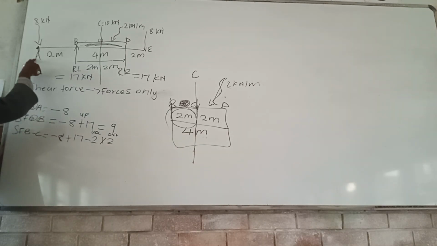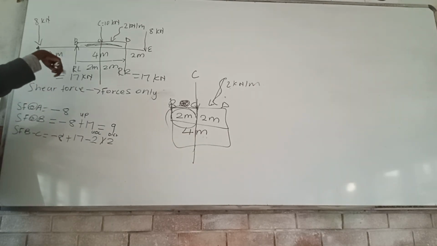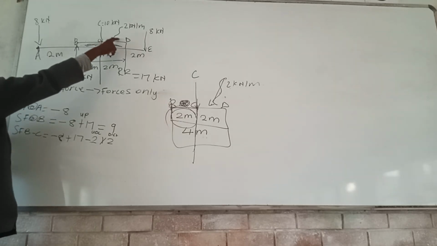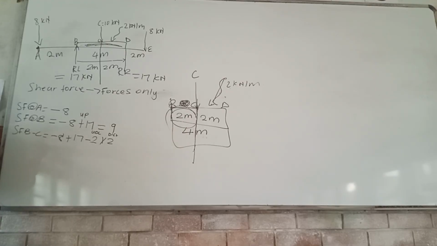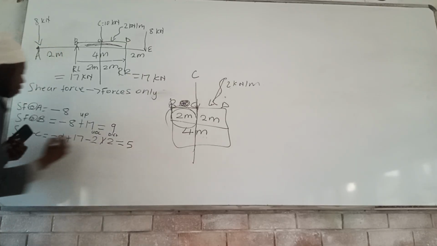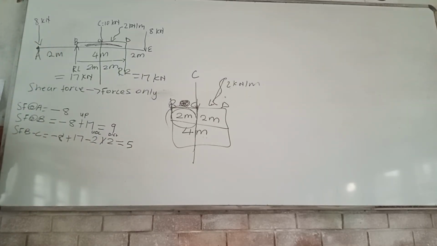So it's -8 plus 17, which is the upward force, and then -2, which is the UDL, multiplied by 2. The reason we're multiplying by the distance is because it is a UDL. So UDL, you need to multiply by the force. So it's -2 times 2. What do we get? +5. +5.